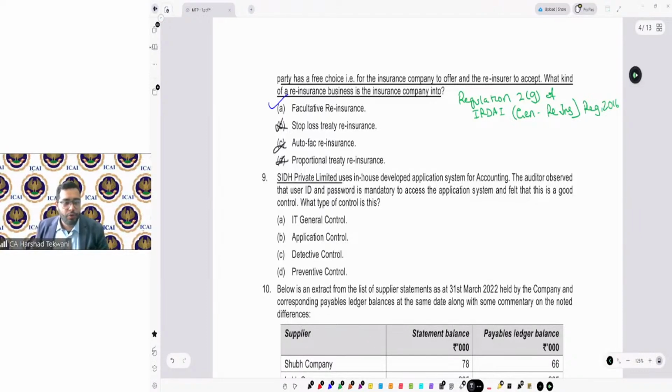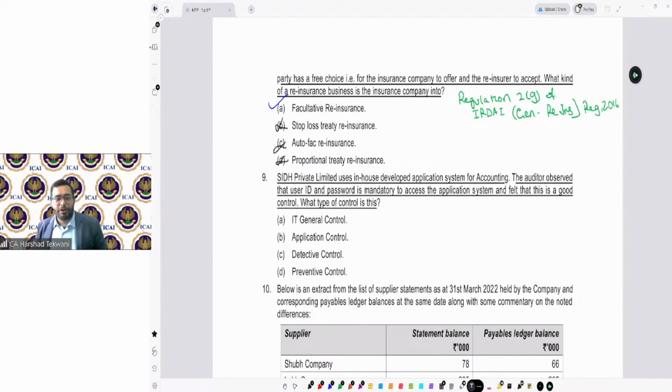SIDH Private Limited uses an in-house developed application system for accounting. The auditor observed that the user ID and the password are mandatory to access the application system and felt that this is a good control. What type of control is this? Pretty simple. So what type of control is this?